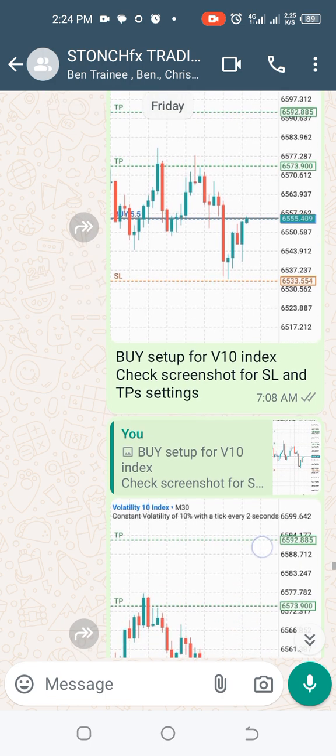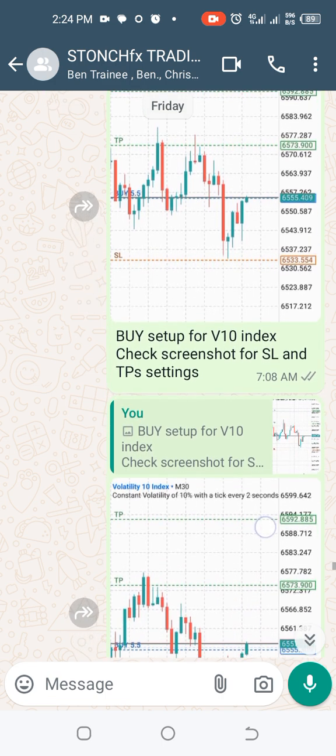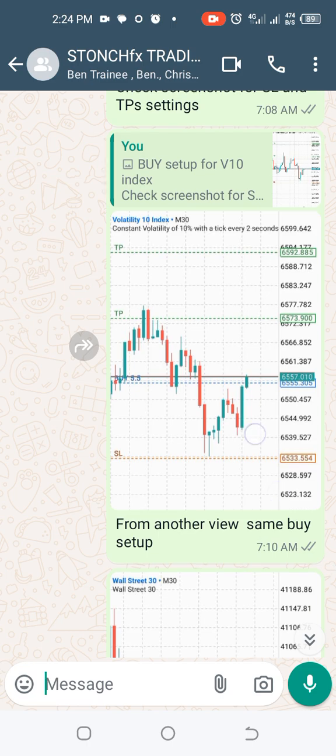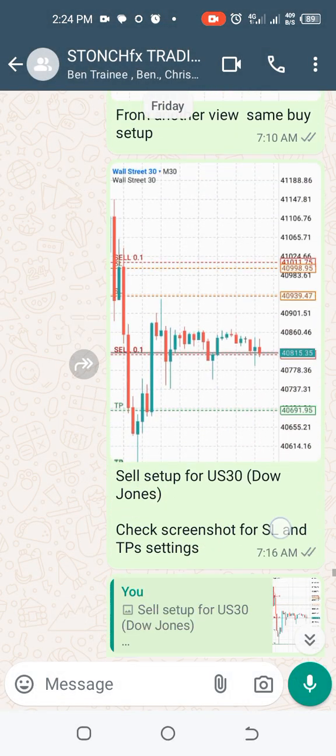Buy setup for V10 index. Check screenshot for Excel and TP settings. And from another view, same buy setup.